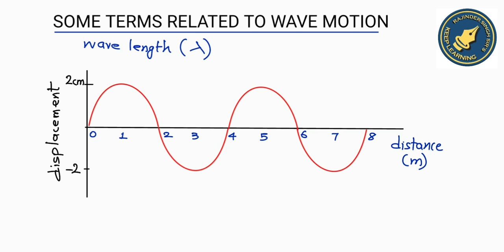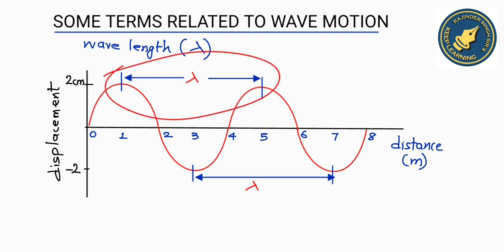One more definition. For a transverse wave, it is the distance between two consecutive crests or two consecutive troughs. I'll mark and show you. Have a look carefully. Distance between two consecutive crests or distance between two consecutive troughs is called wavelength. Now how much in this case? Measure and tell me. 5 minus 1, so the answer is 4 meters.